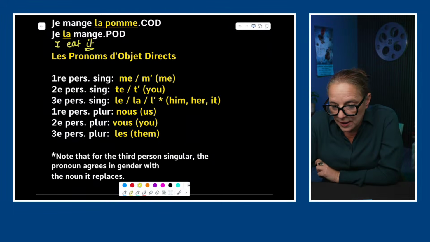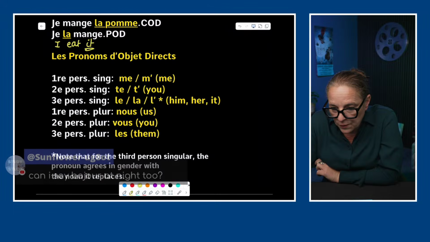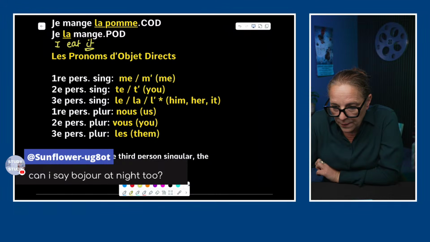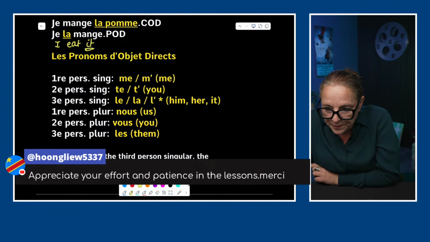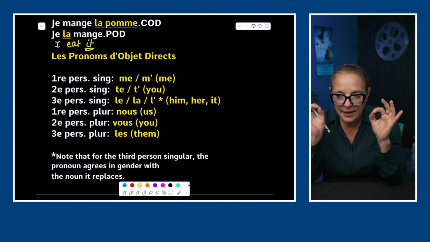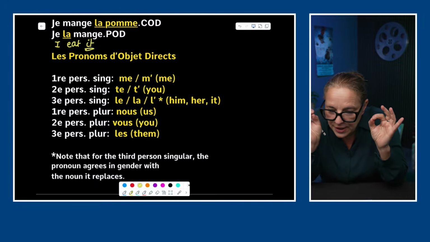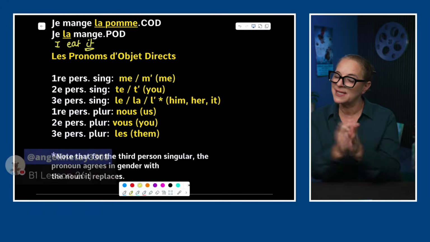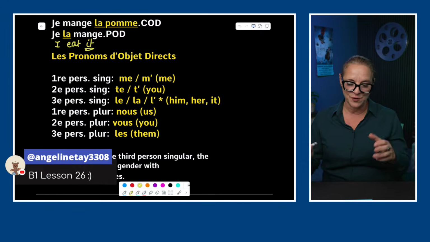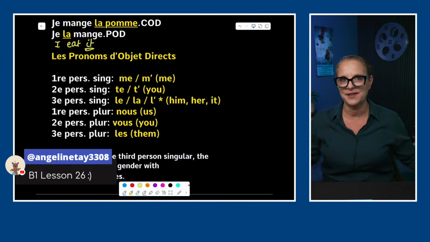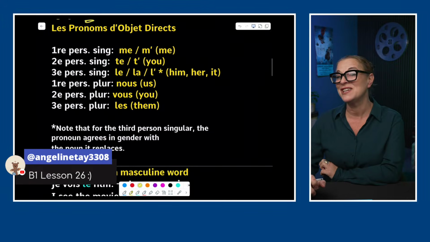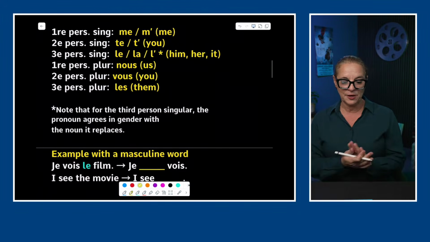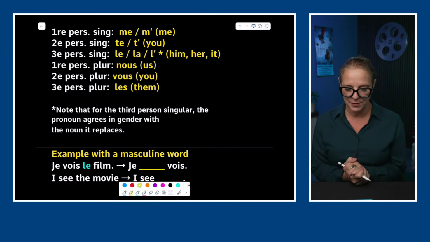We are going to, can I say bonjour at night too? Yes, sunflower. Appreciate and patient in the lessons. Thank you. Okay. So, here, Angelina, B1, lesson 26. Thank you very much. Yes, of course, we cover that in great length in my course, in the Complete French course, which is really, really popular and is becoming more and more popular, which I'm very pleased about.